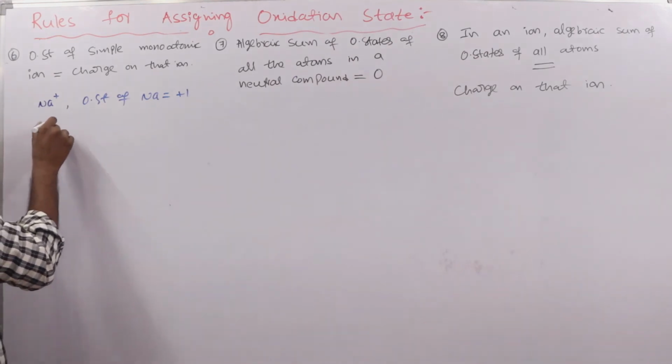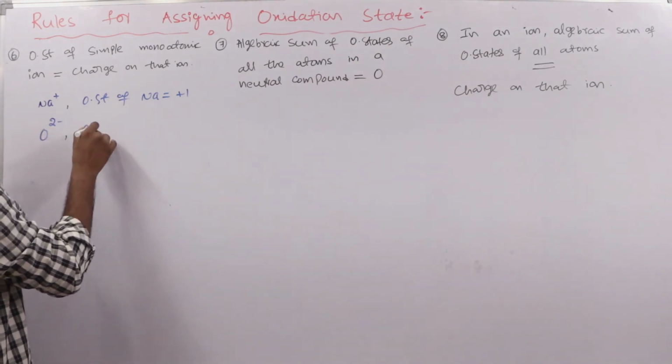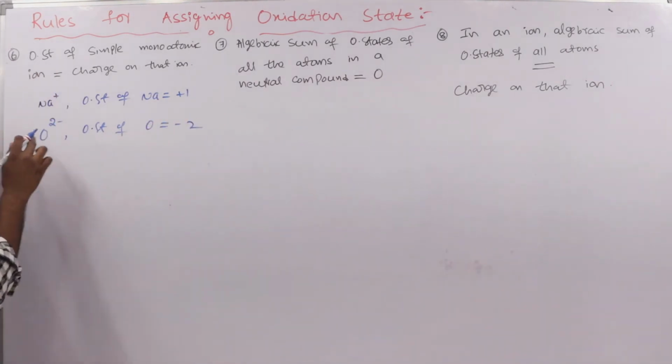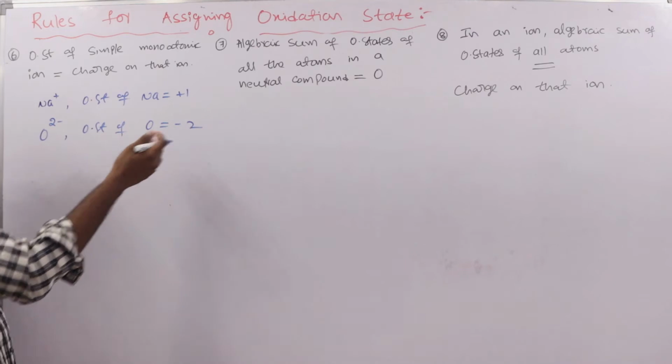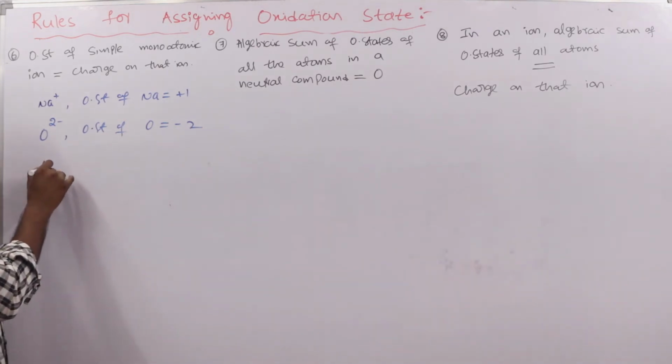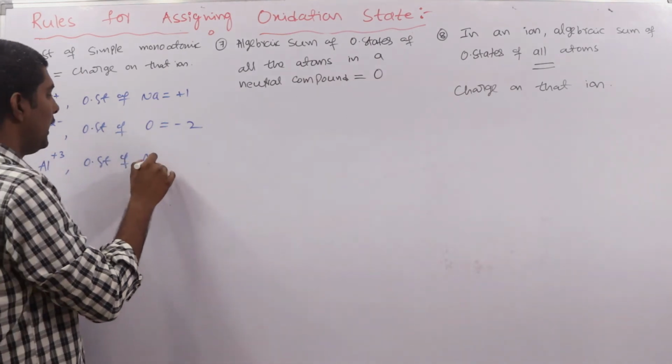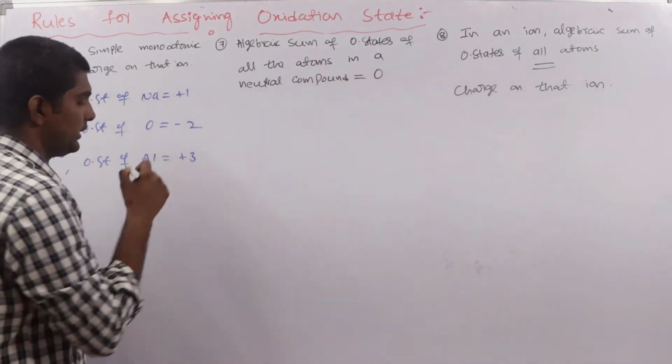For example O2-, so the oxidation state of oxygen is equal to -2. The charge present on the ion is equal to its oxidation state. For example, aluminium +3. So the oxidation state of aluminium is equal to +3.